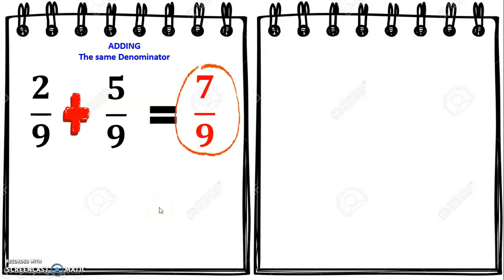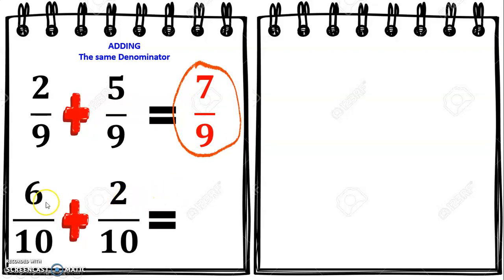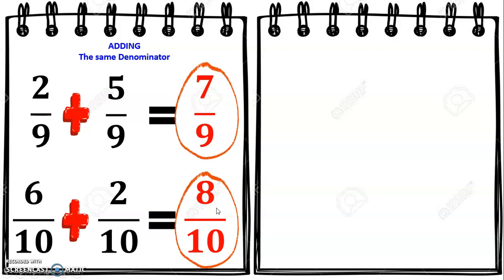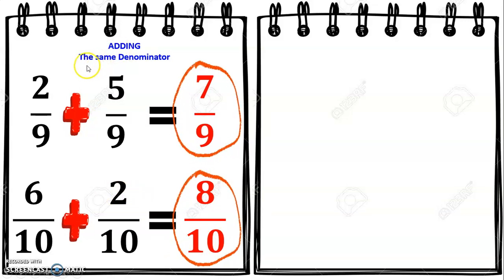Do you understand, kids? Okay, next example. We have 6 over 10 plus 2 over 10. They have the same denominator, which is 10. So again, let's proceed to add the numerators. 6 plus 2 is equal to 8. Therefore, 6 over 10 plus 2 over 10 is equal to 8 over 10. That is the correct answer. Do you understand, kids? This is how you add fractions with the same denominator.